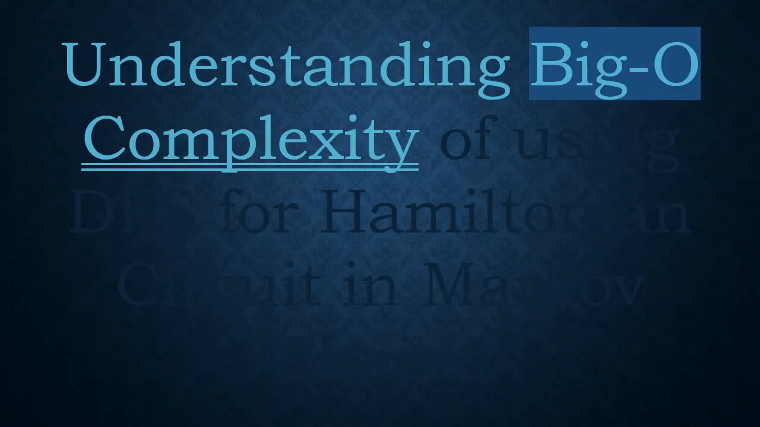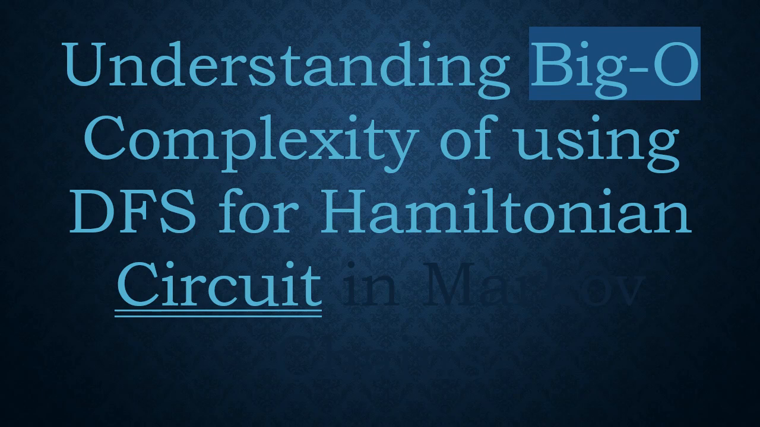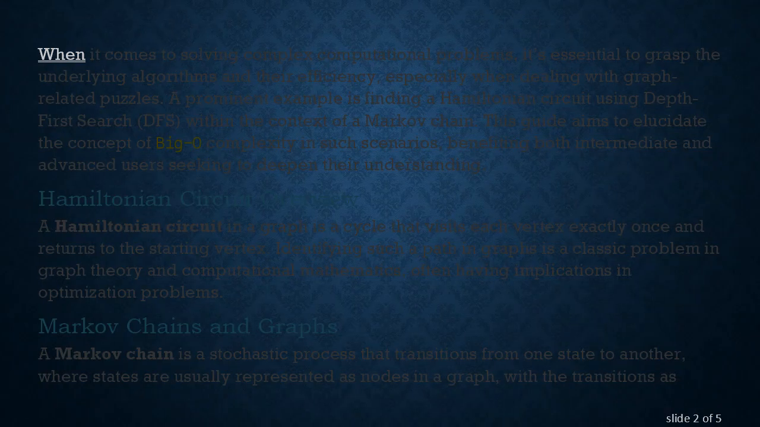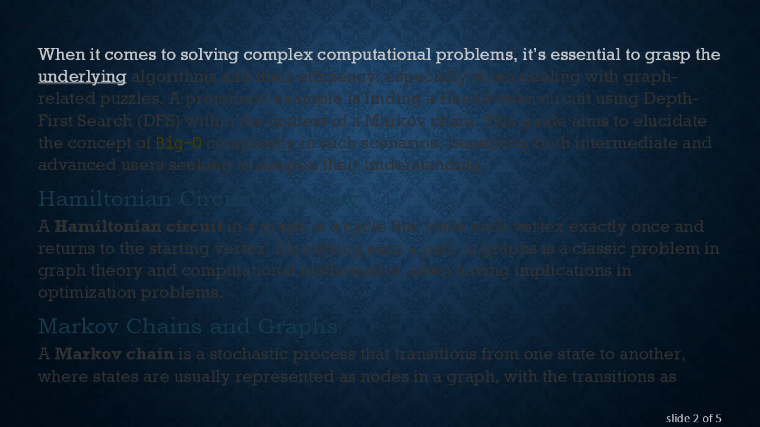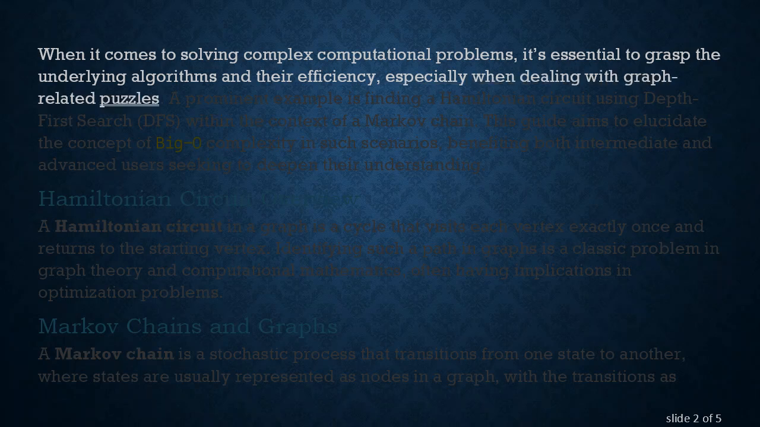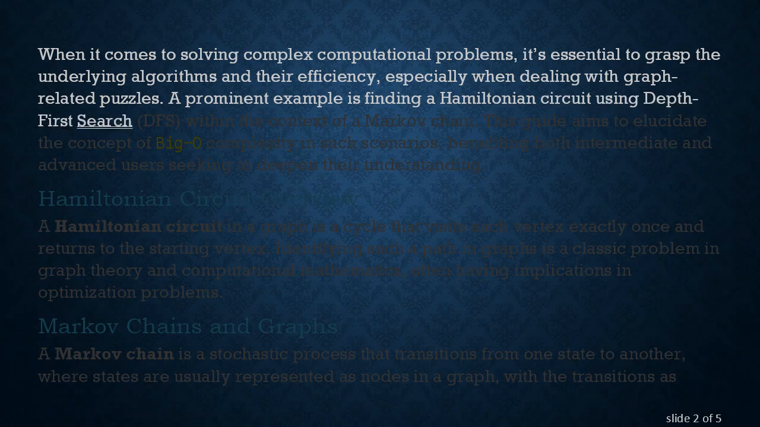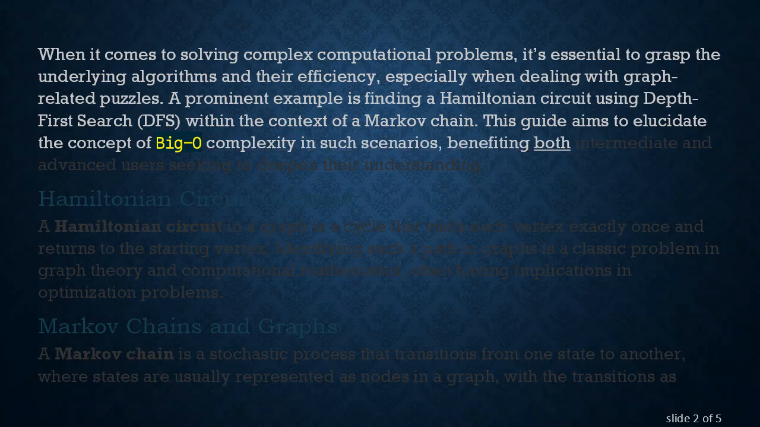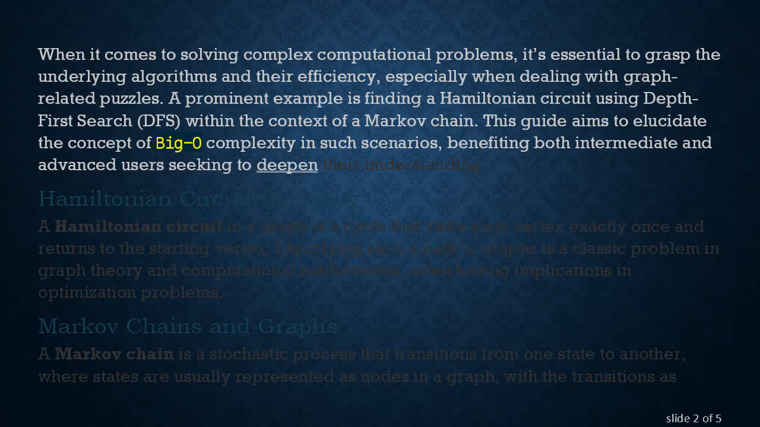Understanding big O complexity of using DFS for Hamiltonian circuit in Markov chains. When it comes to solving complex computational problems, it's essential to grasp the underlying algorithms and their efficiency, especially when dealing with graph-related puzzles. A prominent example is finding a Hamiltonian circuit using depth-first search, DFS, within the context of a Markov chain. This guide aims to elucidate the concept of big O complexity in such scenarios, benefiting both intermediate and advanced users seeking to deepen their understanding.